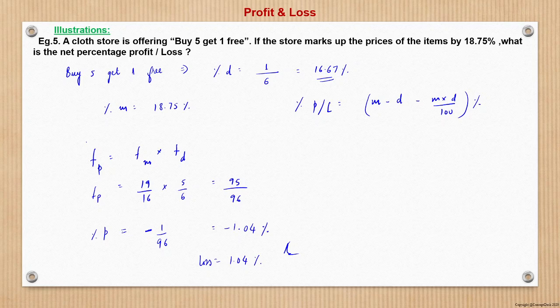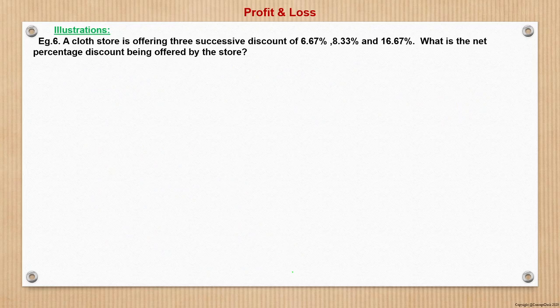So effectively two concepts. First, when we say buy 5 get 1 free, this means there's a discount of 1 by 6, which is 16.67%. Now the markup was 18.75%. 18.75 we can write as 3 by 16. Increment of 3 by 16 means 19 by 16, into discount means decrement of 1 by 6, which is 5 by 6, and that we can solve and get the value of the loss percentage.